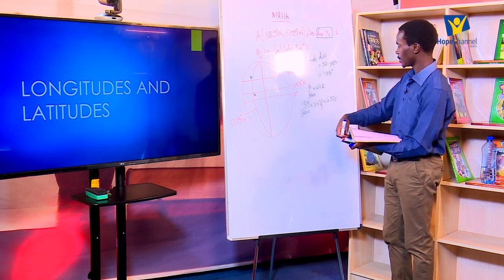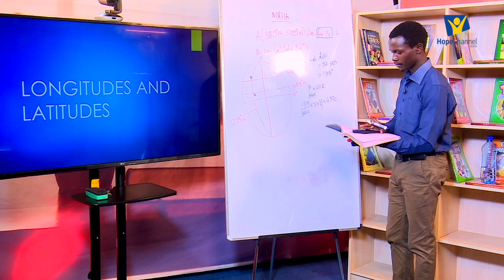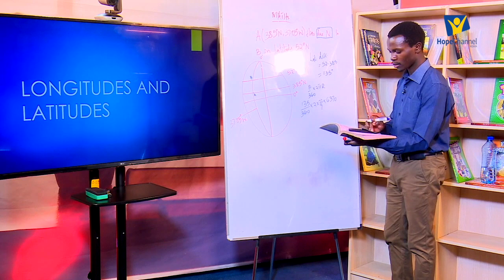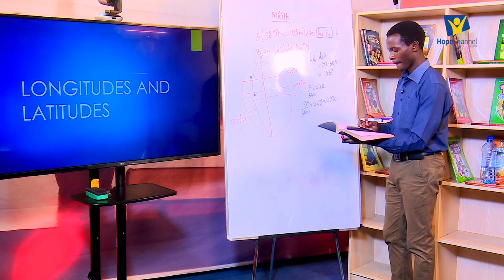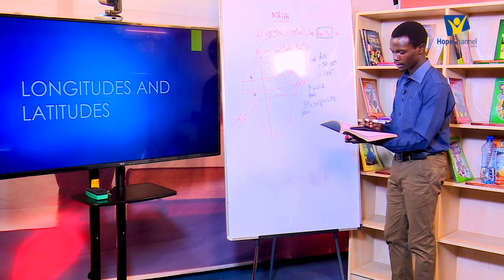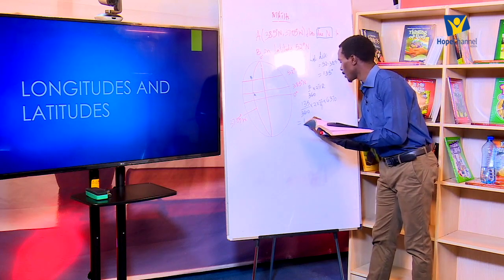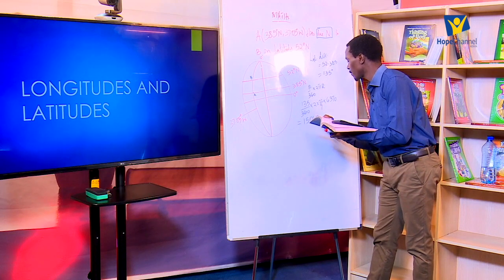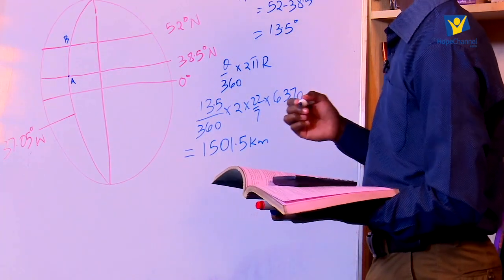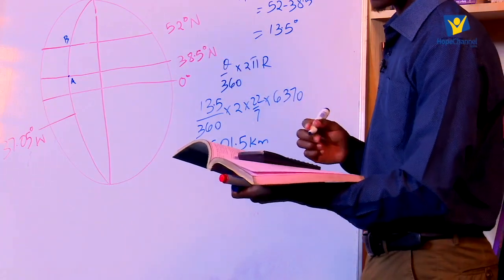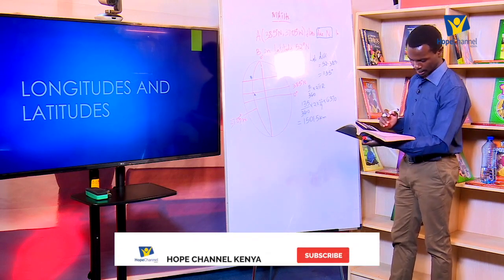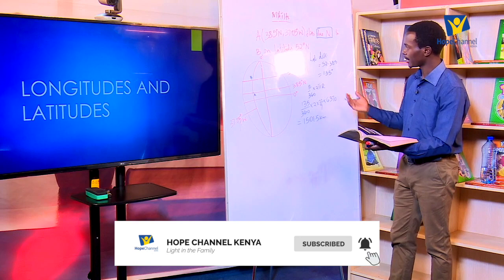So when you work that out, let's see what we get. So it's 13.5 multiplied by 2 by 22 by 6370. All that divided by 360 times 7. That gives us 1,501.5 kilometers. 1,501.5 kilometers as the distance between A and B. Rather, we already have every information that we need.